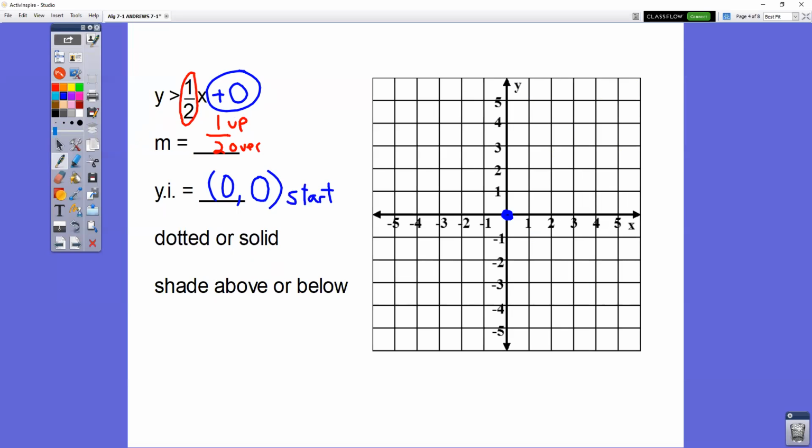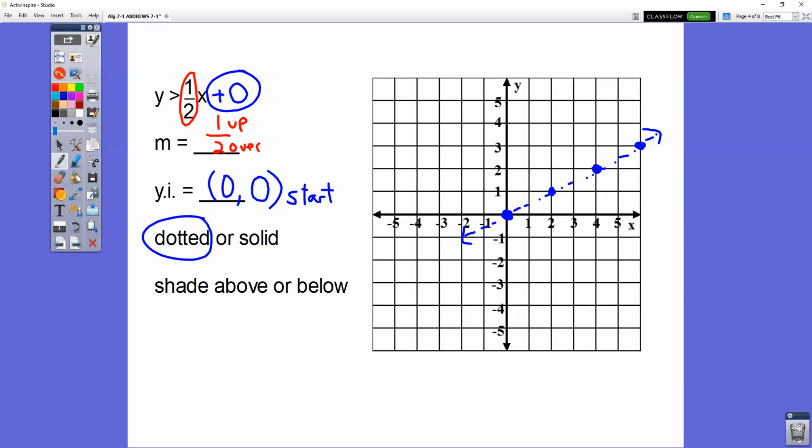Now we want to follow that pattern going up 1 over 2. Up 1 over 2, put a dot. Up 1 over 2, put a dot. Up 1 over 2, put a dot. Now you have your decisions to make, dotted or solid. We don't see a picture of a solid line, so it has to be a dotted line. It's only solid when you have or equal to. So dotted, we're going to connect the dots using a dotted or a dashed line. Make sure you put arrows on the ends.